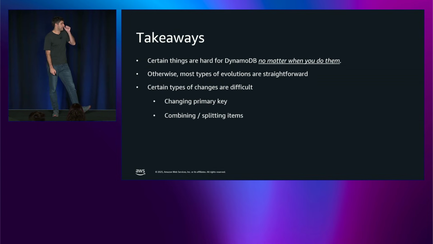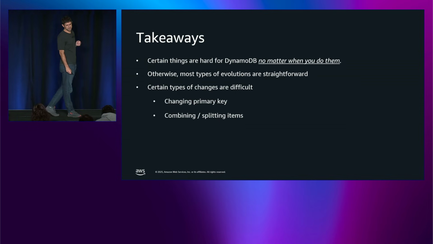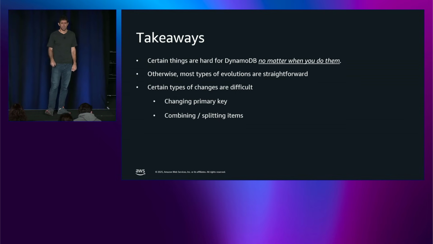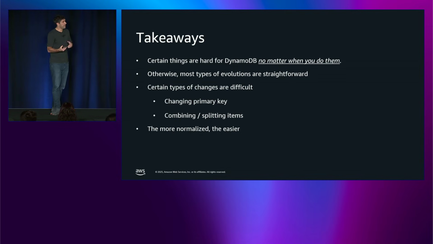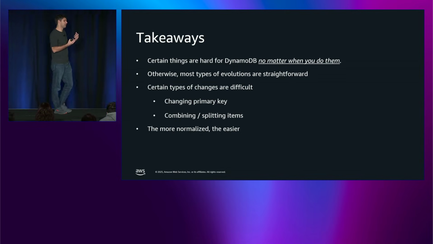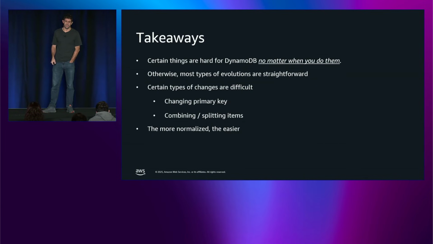The more common one I see is if you need to combine or split items, like you're doing some sort of denormalization. That can be harder to do than migration. Not impossible, but a little harder. I would say the more normalized your table is, the easier. Denormalization in some senses is good, but the more normalized it is, the easier it is to make these sort of changes.